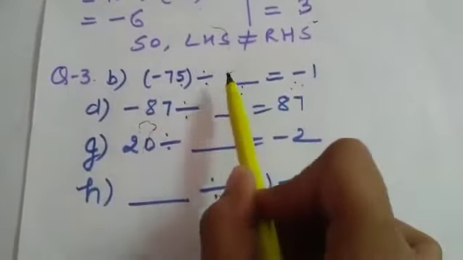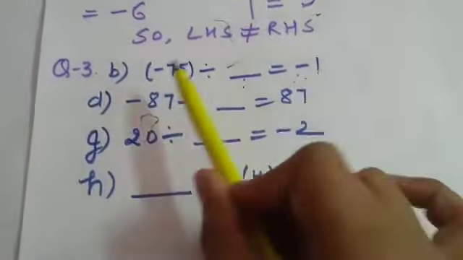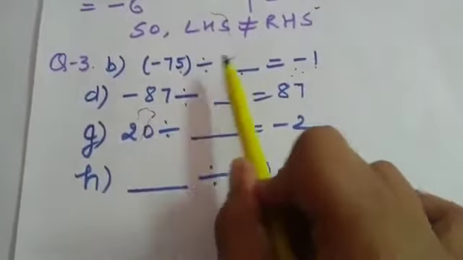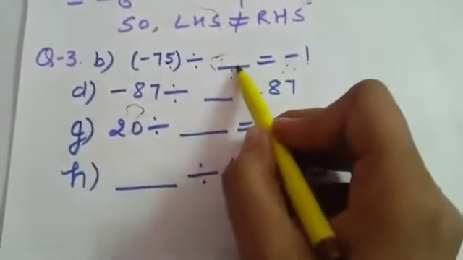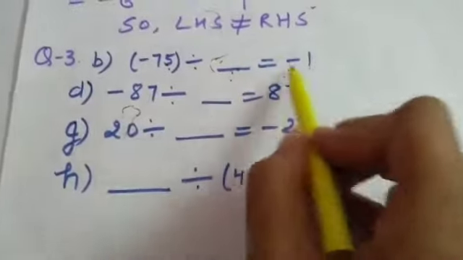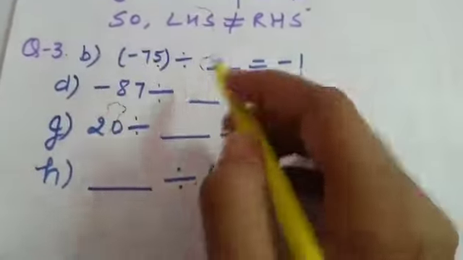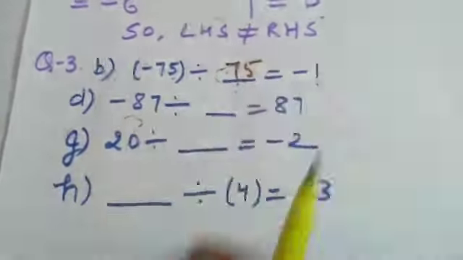Suppose I am dividing two negative integers, the result will be positive, because we have learned that dividing two negative integers gives a positive. So now we are sure that here it will be positive. And when do you get 1? When you are dividing the same number. So here it will be 75, and that will be of positive sign.